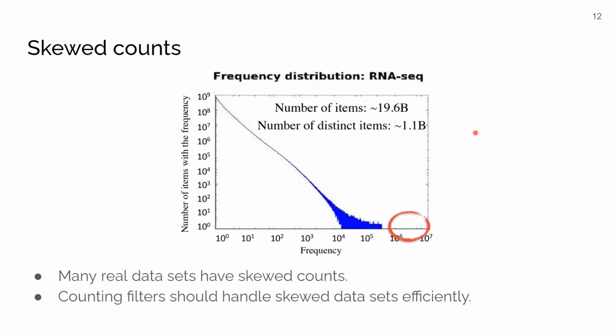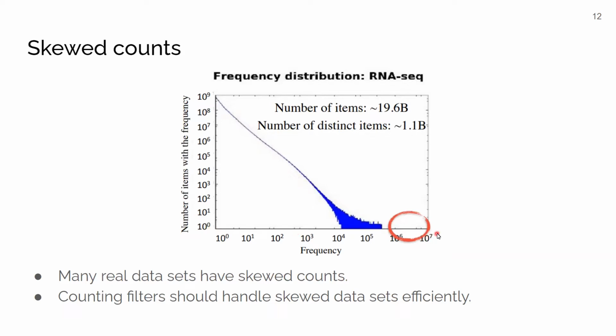Let's take a look at this graph. We have the frequency of the elements on the horizontal axis and the number of items with that frequency on the y-axis. So for example, the number of items with a low frequency is very high, and the number of items with a high frequency is very low. And we also have some outliers here where the frequency is 10 raised to 7, but we only have a single digit number of these elements.